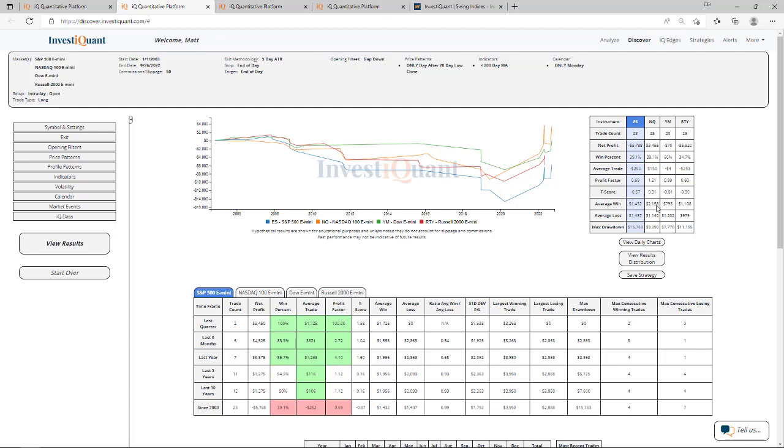If we look at the average moves, very similar in size for the S&P. The NASDAQ has a larger average win. The Dow has a larger average loss. The Russell has a larger average win. So we're a bit mixed here on average moves, but 3 of the 4 of them have weaker win rates, historically speaking, with Russell being the weakest of the group at 35%.